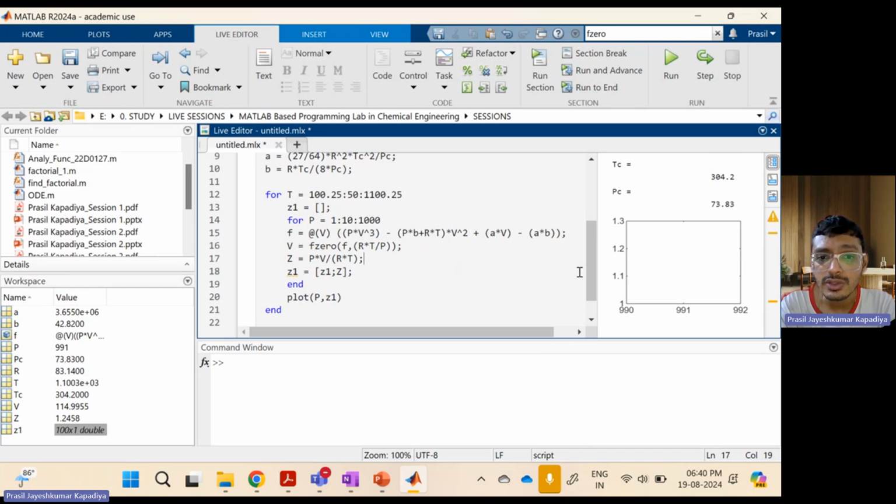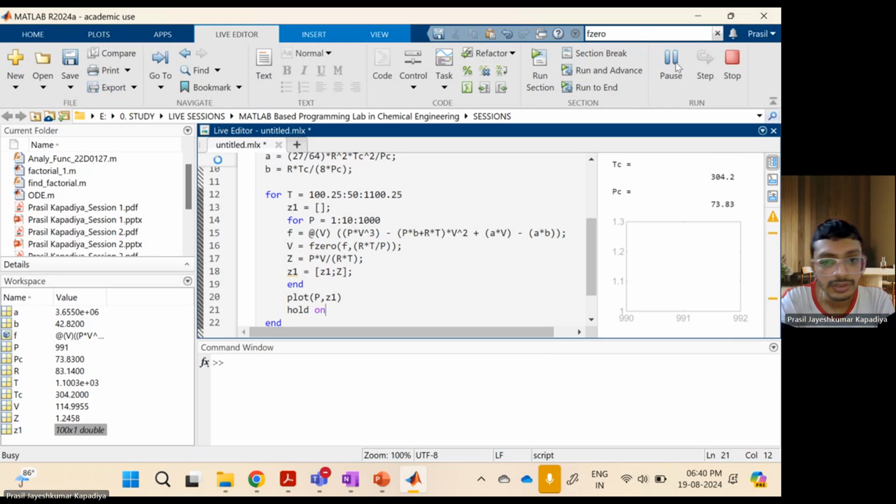So see, there is no compressibility factor chart we were able to plot. So what happened? Why could we not plot it? Because we need to keep the function hold on. Okay. So let's keep the hold on command, so it will not end our loop.